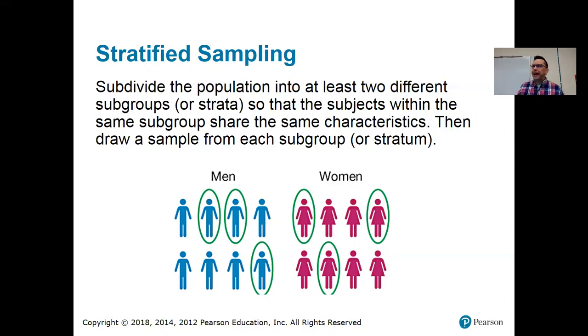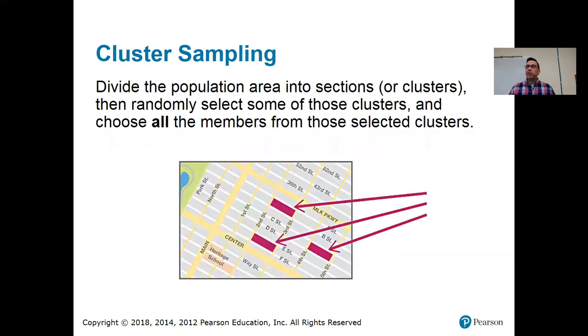So in the example they have here, they've divided the population into men and women. They're going to select a certain number of men and then select a certain number of women. Okay. All right, here's cluster sampling. Divide the population into sections, which are called clusters, and then randomly select some of those clusters, as in all of the elements within a cluster. You select all of them, okay?